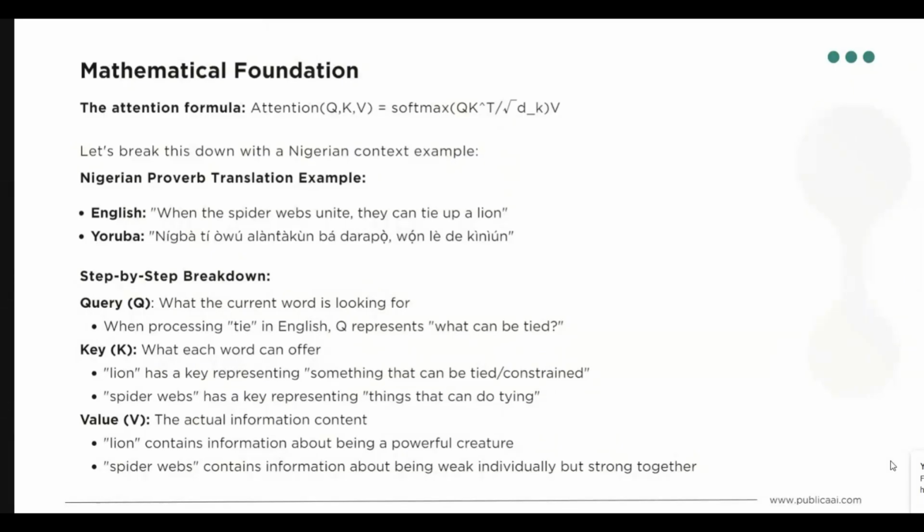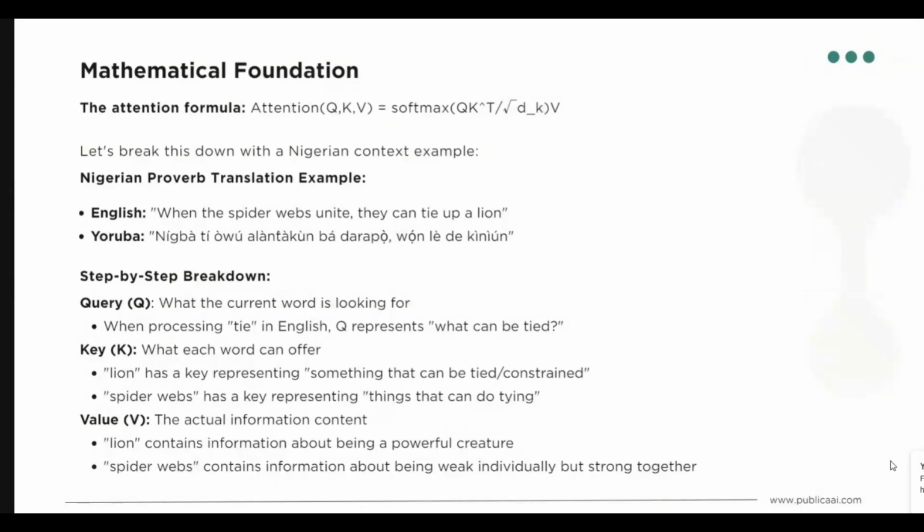For the value, the actual content now. Remember the market example? Yeah? Okay. Lion contains information about being a powerful creature. Spider webs contain information about being weak individually but strong together. So if we are pushing this proverb into the transformer, this is how it is going to break it down to give you the meaning.